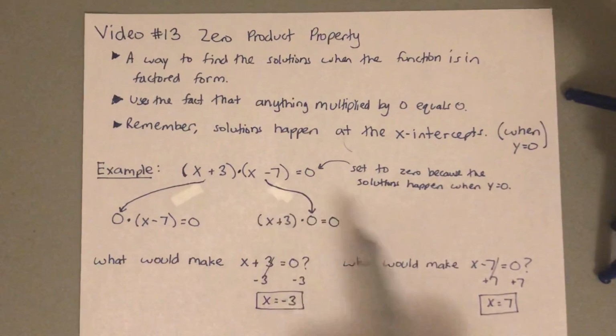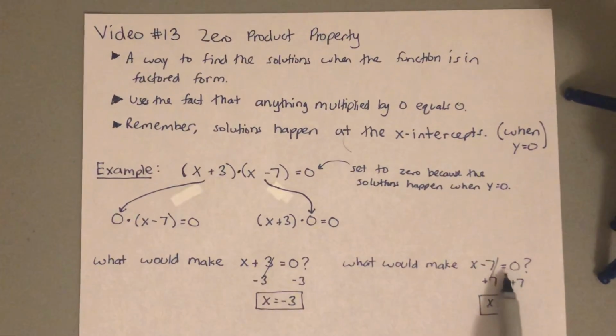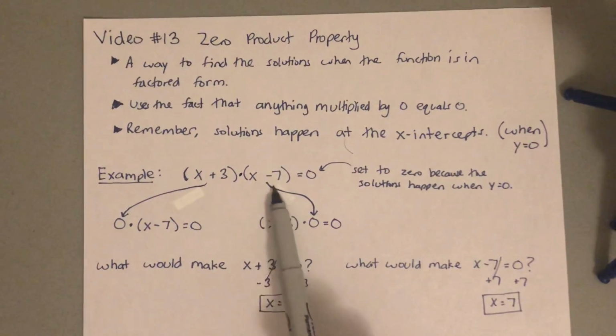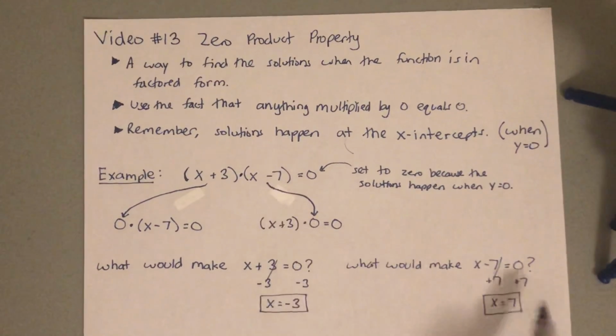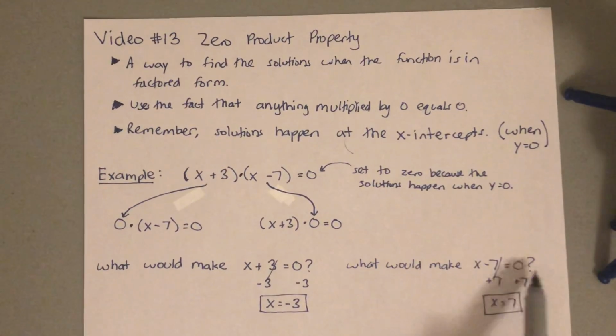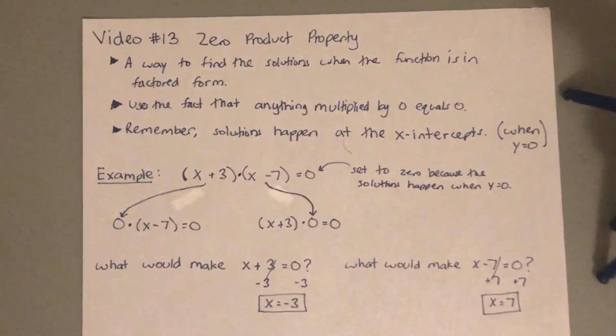So what would make x minus 7 equal 0? You might be able to do that in your head and just say, oh, well, a positive 7, because a positive 7 minus 7 would equal 0. If you couldn't do it in your head, you can just set it equal to 0, add 7 to both sides, and then you get x equals 7.